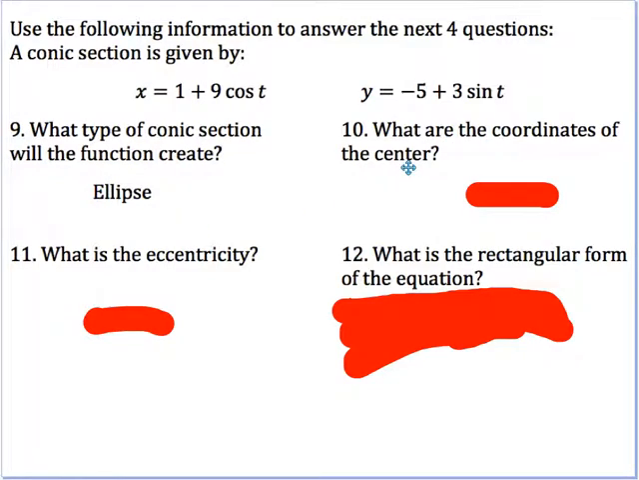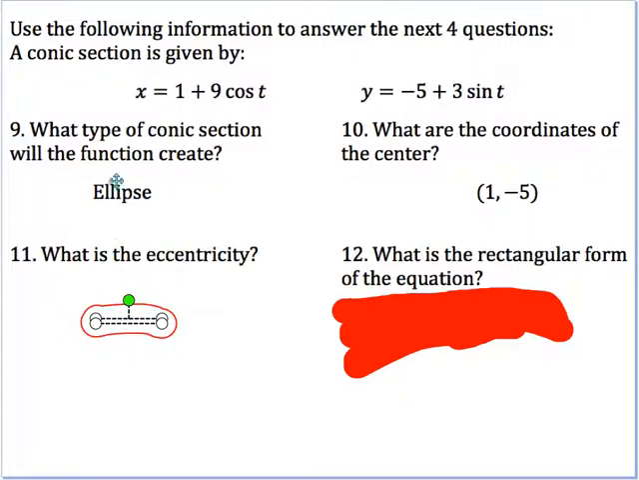Okay, what are the coordinates of the center? You get the center by the number you're adding or subtracting here. And don't forget you have to switch the signs. So this 1, oh no, you don't switch the sign, excuse me. Do not switch the sign with your parametric functions. So it's just going to be 1 and -5. And then what is the eccentricity? Because it's an ellipse, we're going to do, let's see, which fraction. Okay.